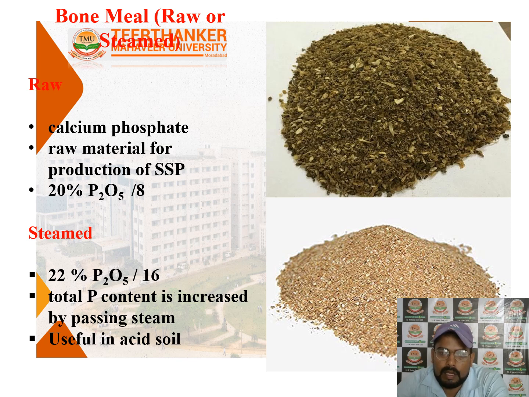Next is bone meal, and the raw material of steamed bone meal. The raw material is calcium phosphate, which is also a raw material for the production of SSP. These contain 20% phosphorus or phosphate in materials like calcium phosphate. Steamed bone meal has 22% P2O5. The total P2O5 content is increased by passing steam. So these are the manufacturing processes of phosphatic fertilizer. So thank you.